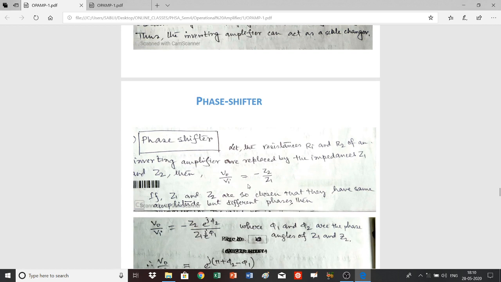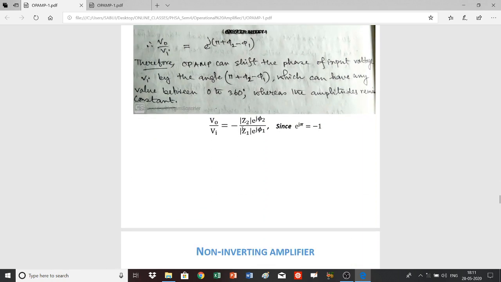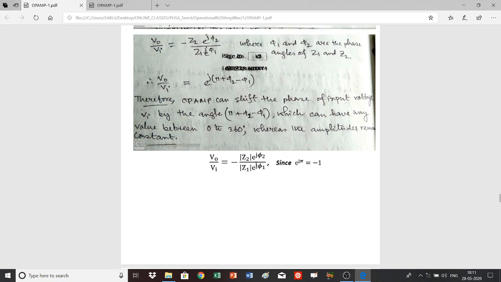And now if you assume that the magnitudes or amplitudes of these two impedances, Z1 and Z2, are equal but the phases are different, then you can write from this relation: V0 by Vi is equal to minus mod Z2 e to the J phi 2 by mod Z1 e to the J phi 1, where phi 1 and phi 2 are the phase angles of the output and input voltages.